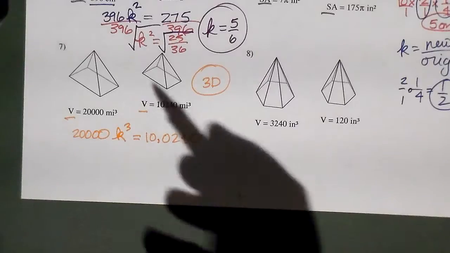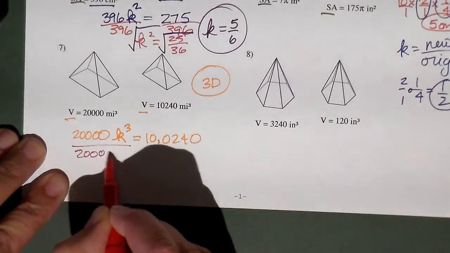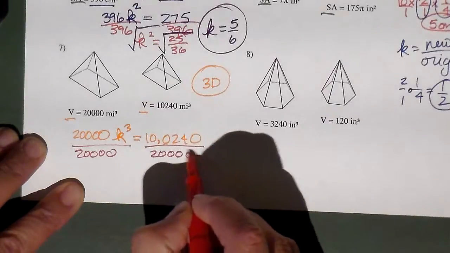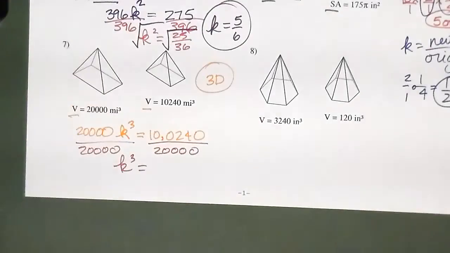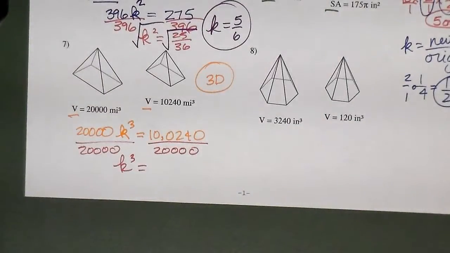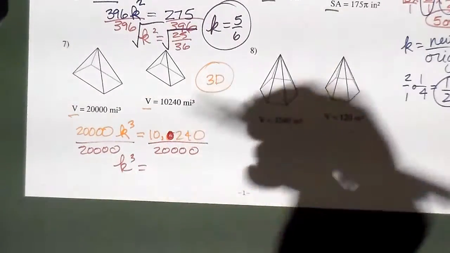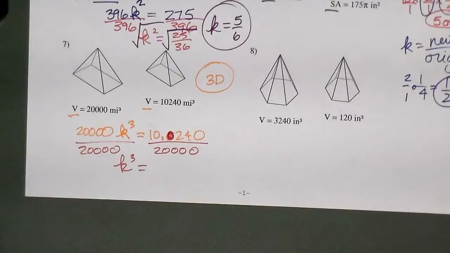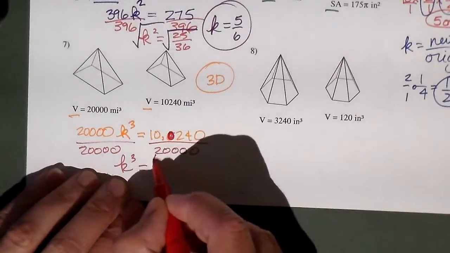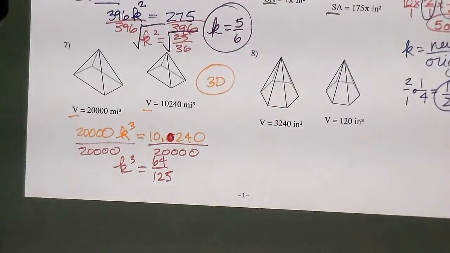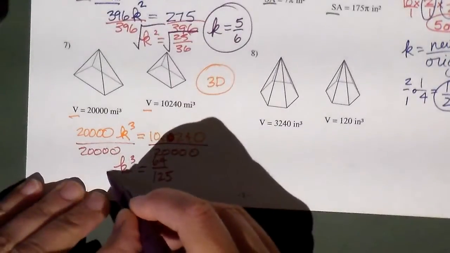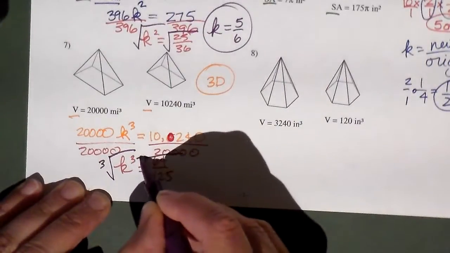So what I'm going to do is I'm going to divide both sides by 20,000. And so k cubed is going to equal, and let's see here, let's use the magic calculator. You have 10,240 divided by 20,000. And when you convert that to a fraction, you get 64 over 125. Now, as up here where I took the square root because I was looking for k squared, now I'm looking for k cubed. I'm going to take the cube root.